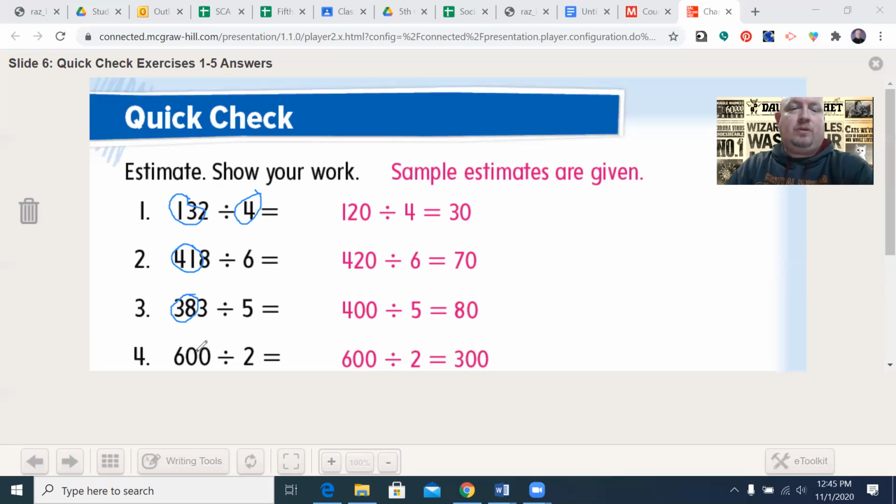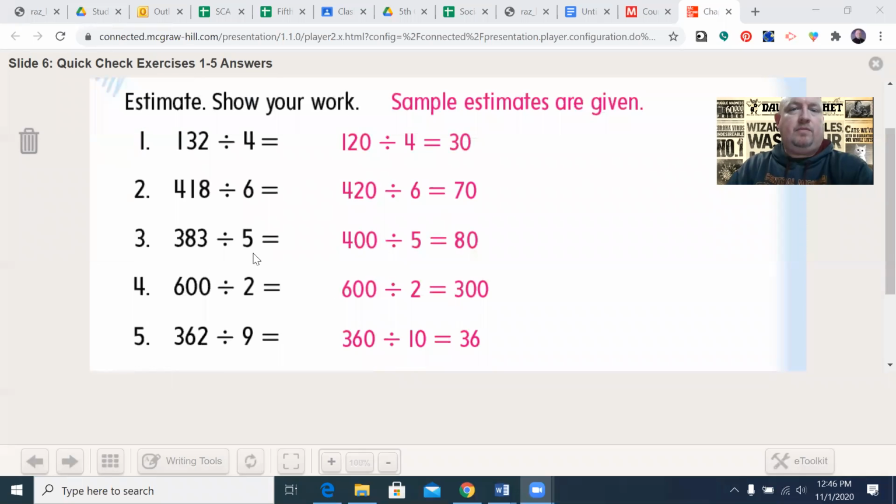On this one, it's a pretty simple one. 2 goes into 6 3 times, and there are 2 zeros. And number 5, we have 36 and 9. 9 goes into 36. So that's one way you could do it. 9 into 36 4 times and come out to 40. Or you could round this to 36 and 10. So you have just a plain 36. Depends on which way you want to go with that.